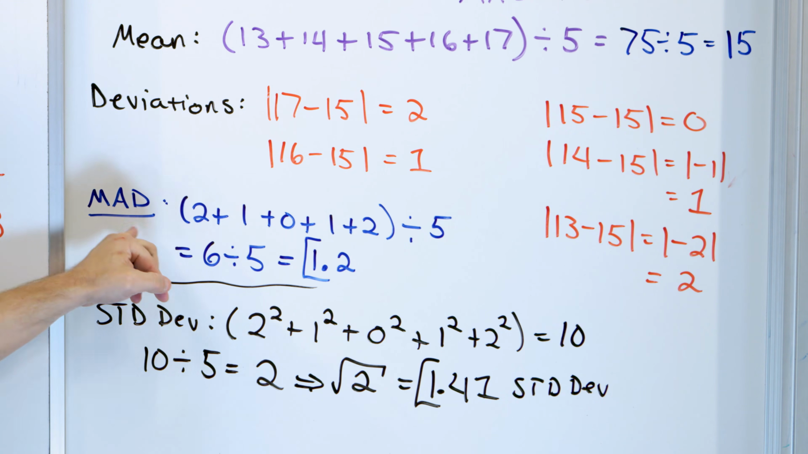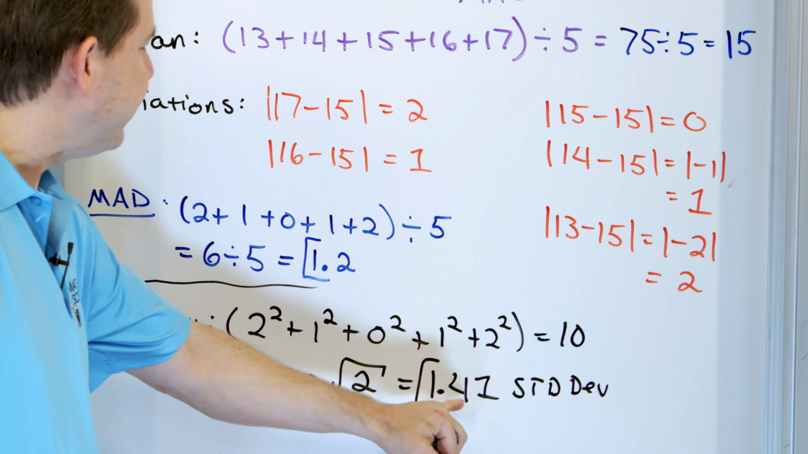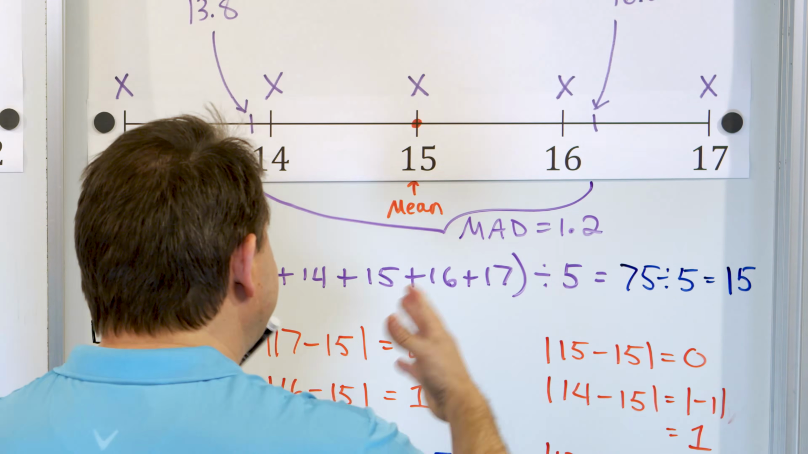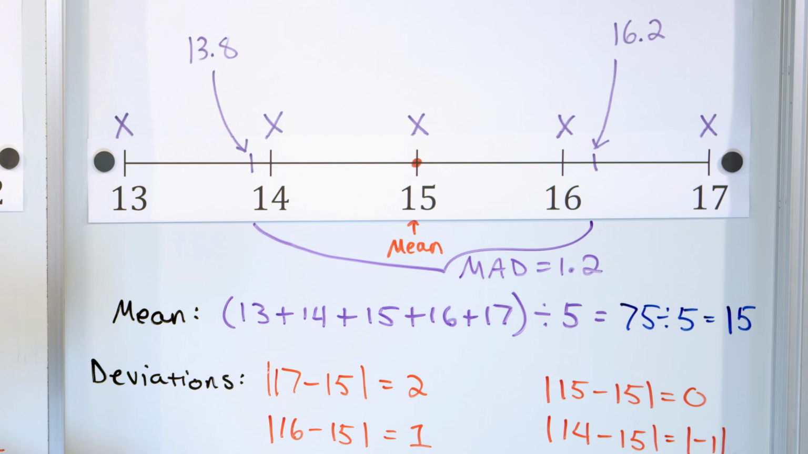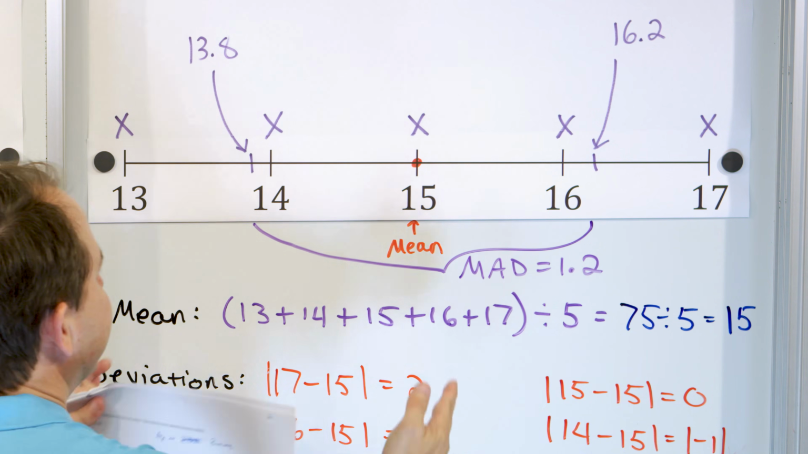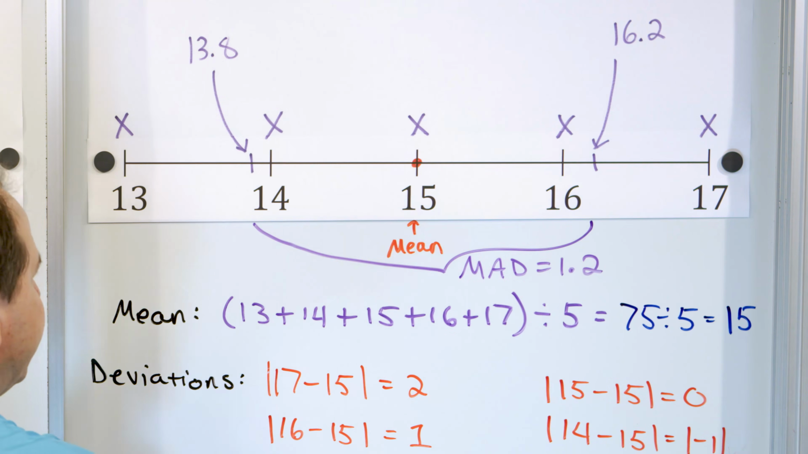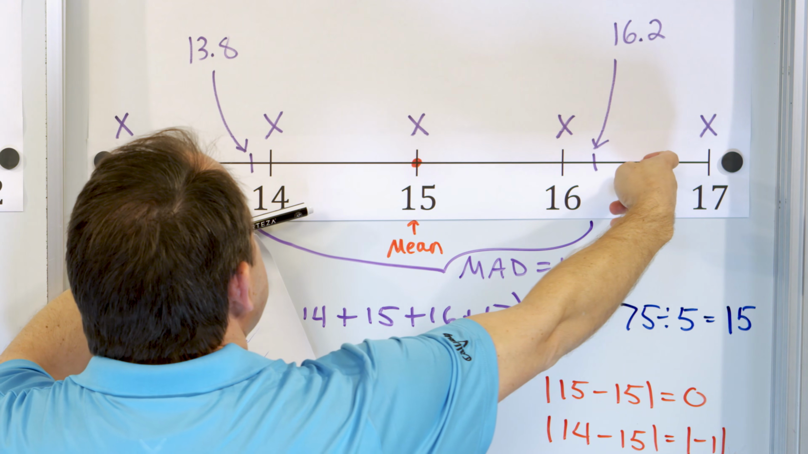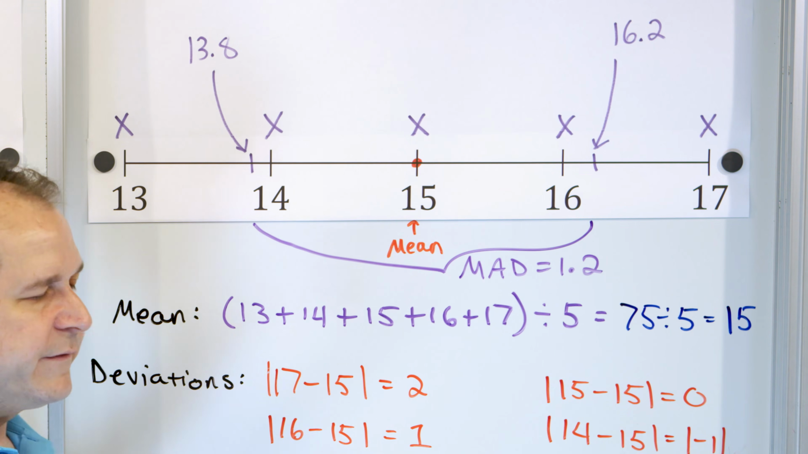Notice the mean absolute deviation was 1.2. The standard deviation is 1.41. They're pretty close. So all it means is, depending on which measure of spread you're using, it's either going to be plus or minus 1.2, or if we use standard deviation, it'll be plus or minus 1.4, which will be a little bit farther out. And we would just say most of the data falls in that range.